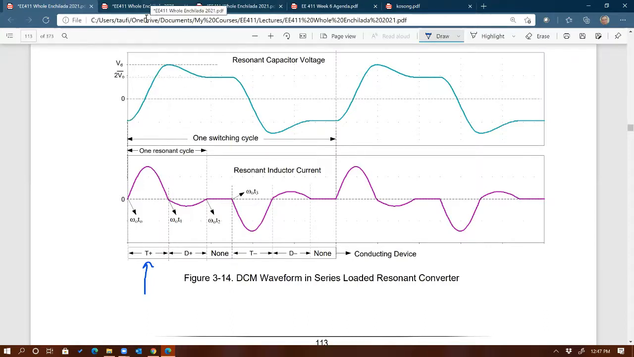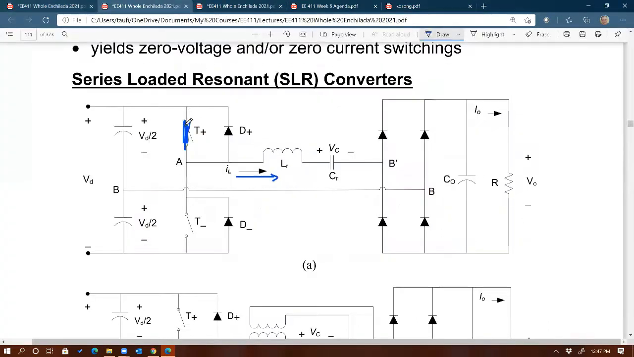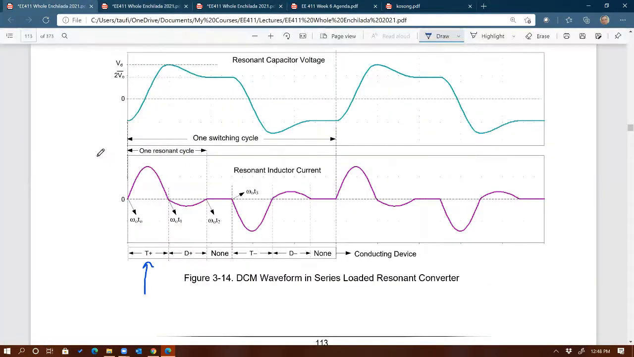And keep in mind also that when T plus is conducting, that means current through T plus is the same as current through the inductor. So even though this is depicting inductor current, from here to here that inductor current is also the same as T plus current. You agree with that statement? Let me know if you disagree. This inductor current is the same as T plus current because they're in series in this case.